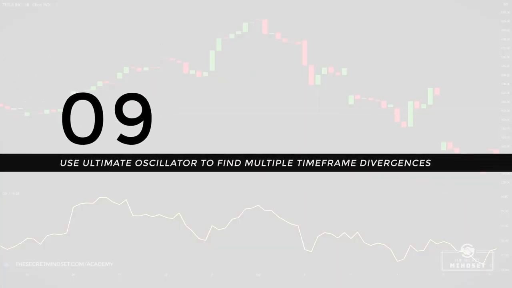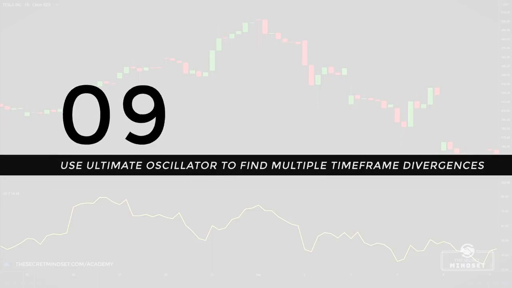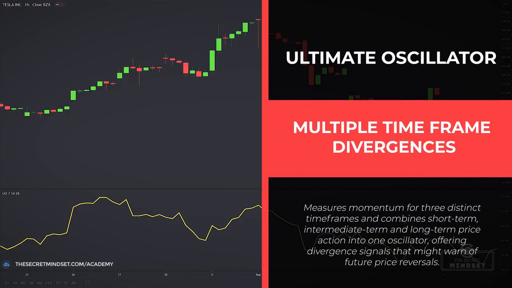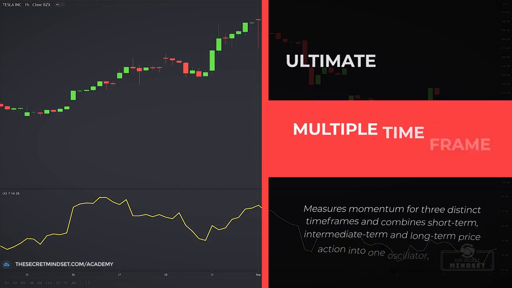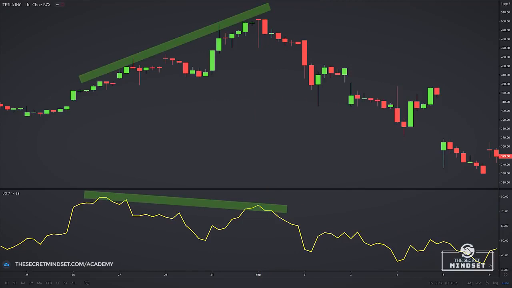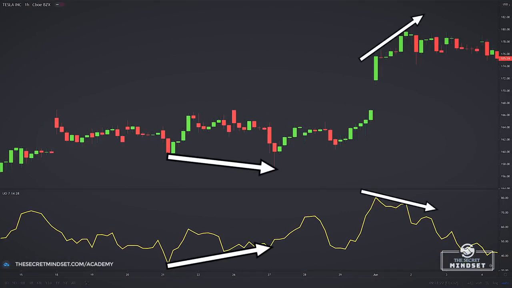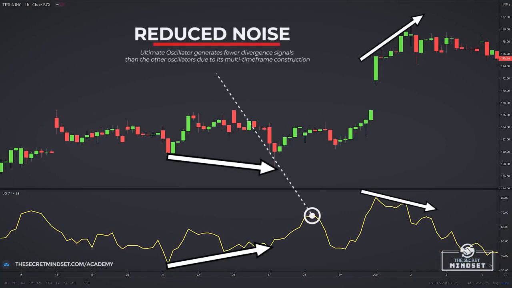Number 9. Use Ultimate Oscillator to trade multiple timeframe divergences. The Ultimate Oscillator combines short-term, intermediate-term, and long-term price action into one oscillator and offers divergence signals that might warn of future price reversals. It basically measures momentum for 3 distinct timeframes. The second timeframe is double compared to the first, and the third timeframe is double compared to the second. Even though the shortest timeframe carries the most weight, the longest timeframe is not ignored, which reduces the number of false divergences. The Ultimate Oscillator generates fewer divergence signals than the other oscillators due to its multi-timeframe construction, so the market noise is greatly reduced.